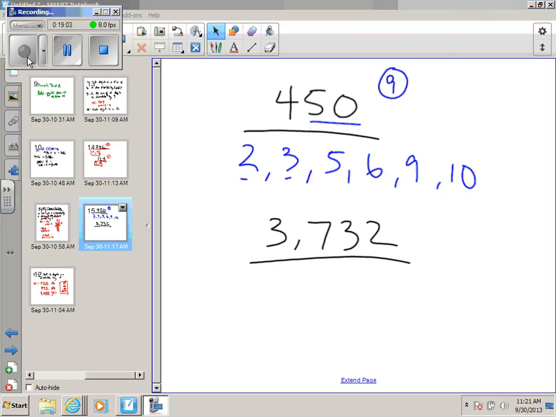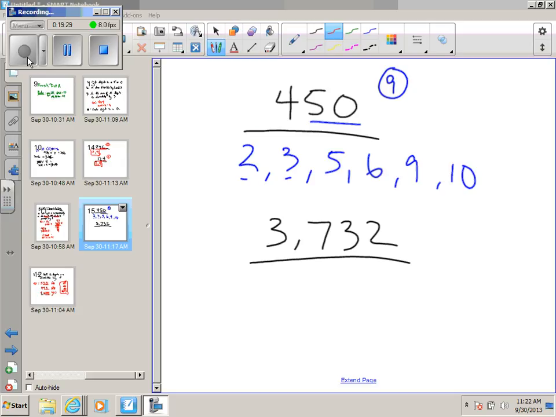Okay, now when I put this big number up here, a lot of you kind of moaned. Well, that's what this is supposed to do. You're supposed to be able to look at these bigger numbers and be able to tell really quickly what they're divisible by. Okay? It's really not that much more work to test a number like this than the 450. Really not that much more work. So let's take a look.